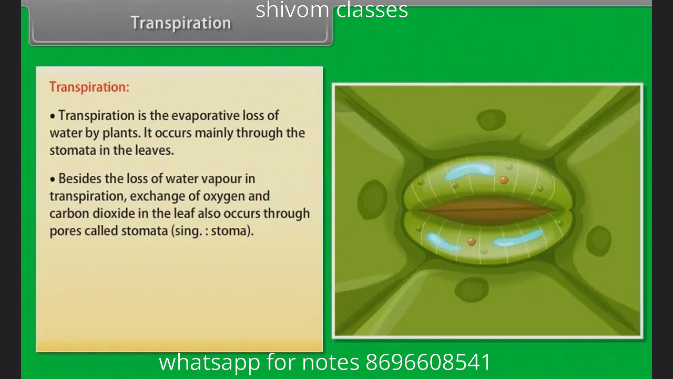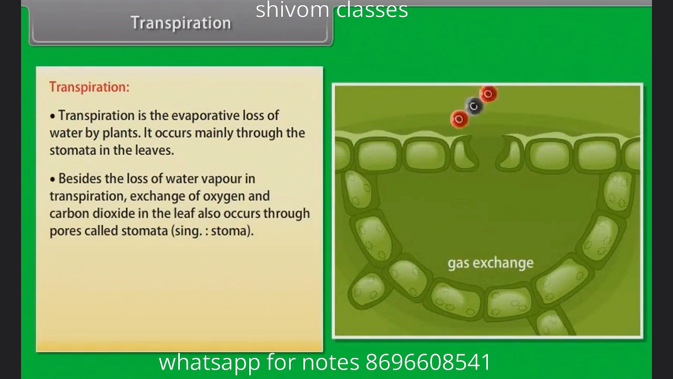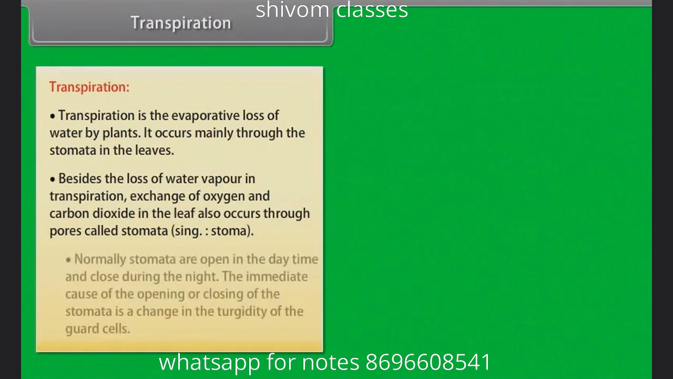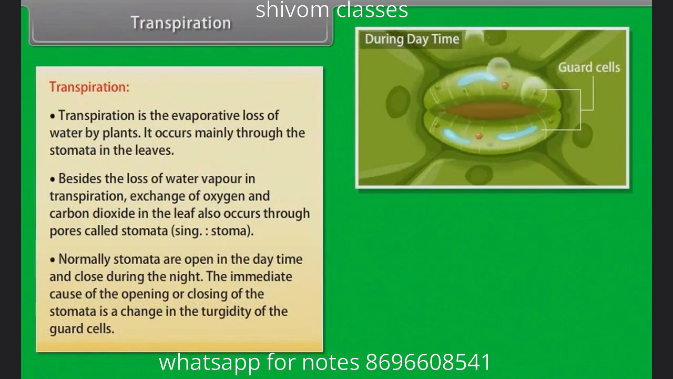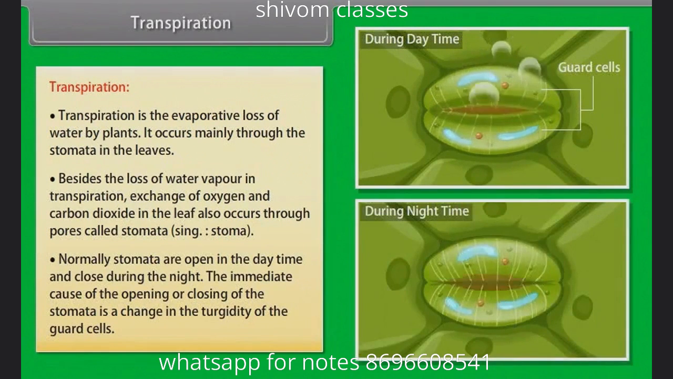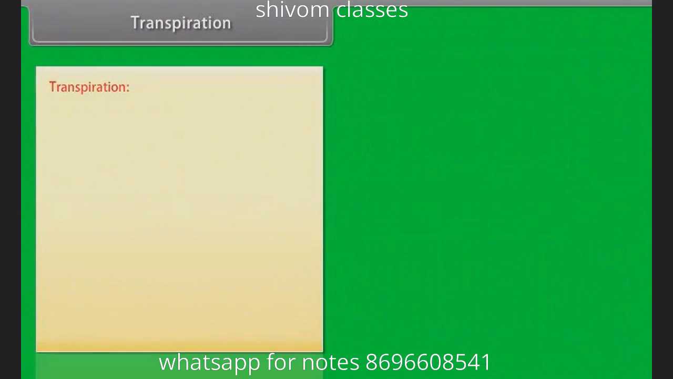Besides the loss of water vapor in transpiration, exchange of oxygen and carbon dioxide in the leaf also occurs through pores called stomata. Normally, stomata open in the daytime and close during the night. The immediate cause of the opening or closing of the stomata is a change in the turgidity of the guard cells.